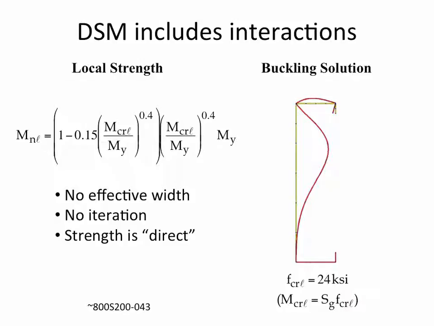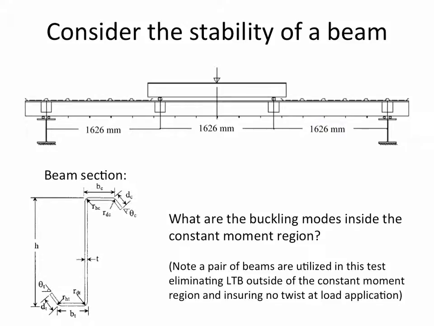So we've demonstrated since 2001 that the direct strength method is more accurate than the effective width method in terms of strength prediction. And more accurate means actually higher resistance factors for you all, which means more efficiency. So this is a good thing for the industry.